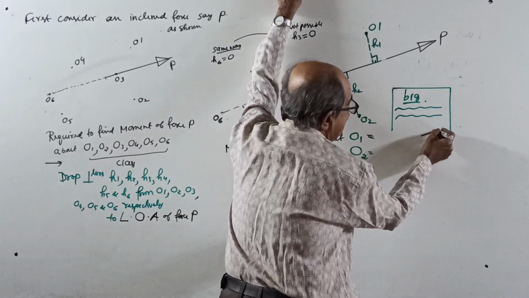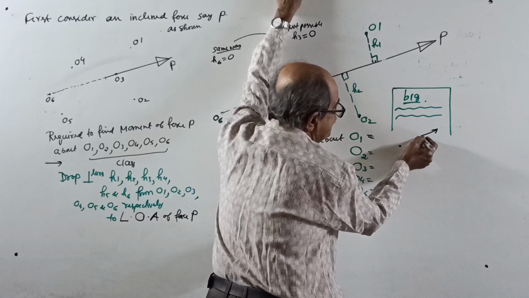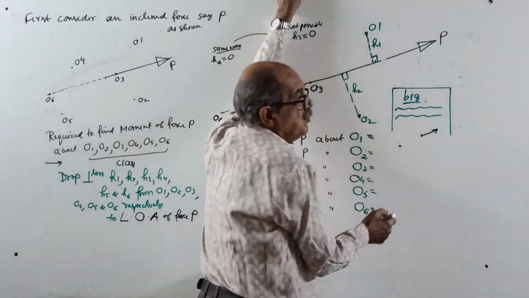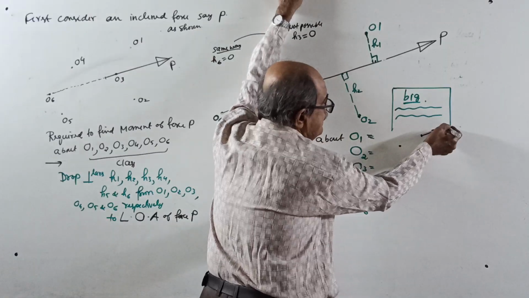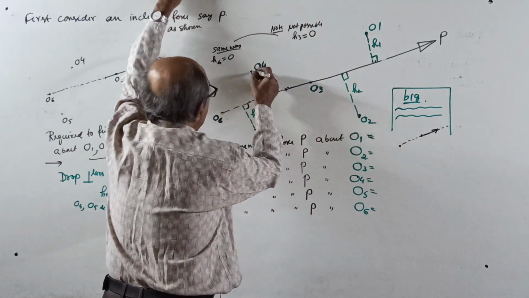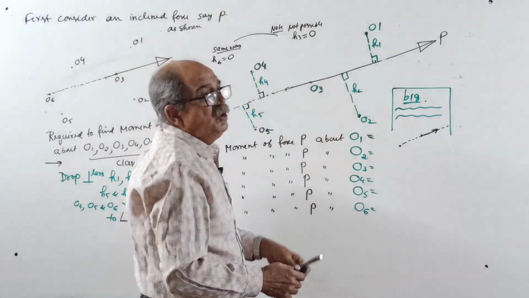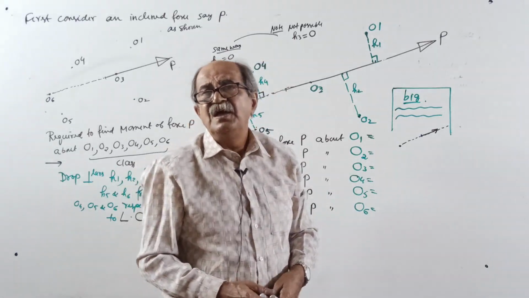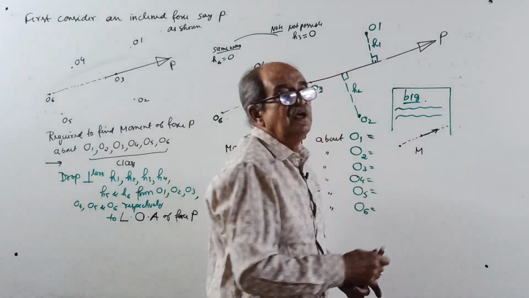If the force is here and you want the moment about this point, some will tell, sir, this distance. No. If the force lies outside, first check, first extend the line of action. In case it passes here, for O4, O5 it is not passing, but for O6 it is passing. So you can modify the statement now. Lastly, modify it right here.